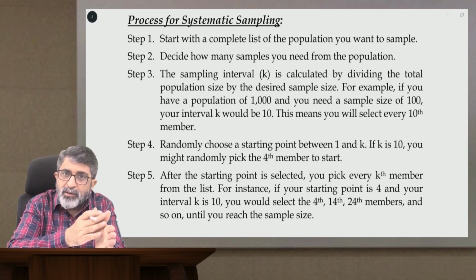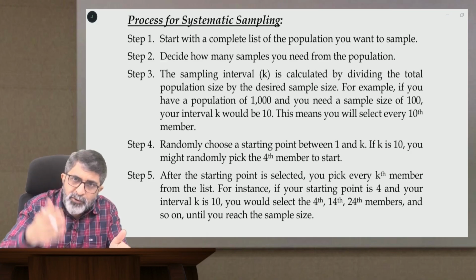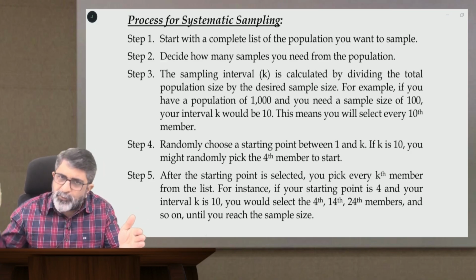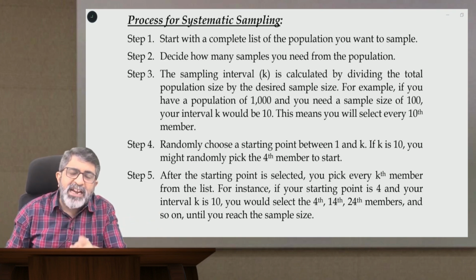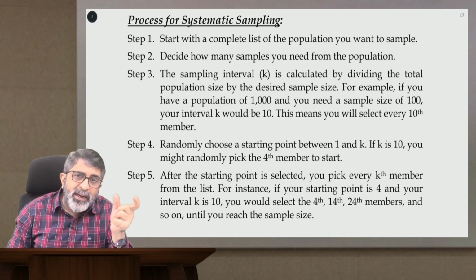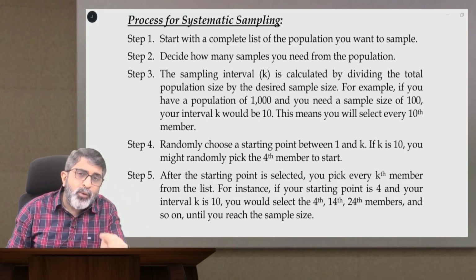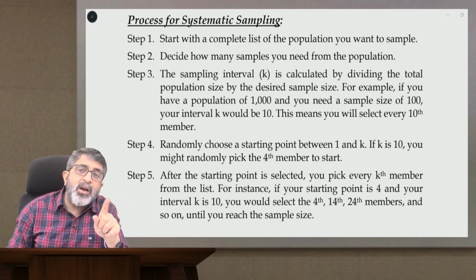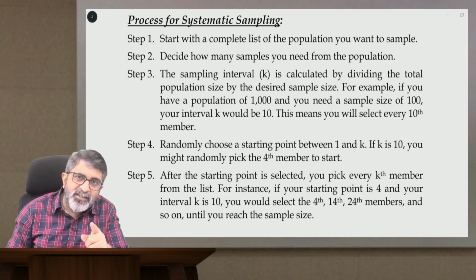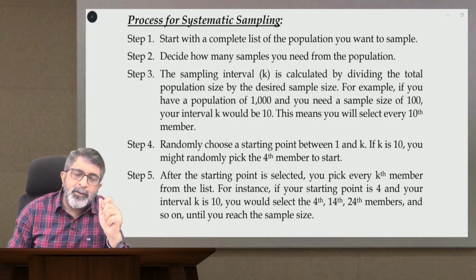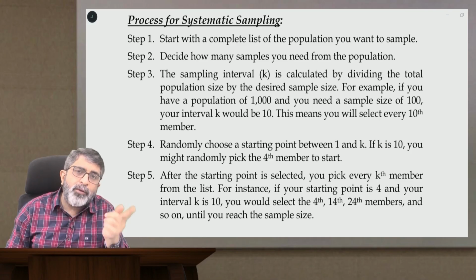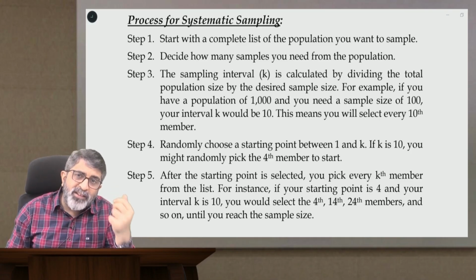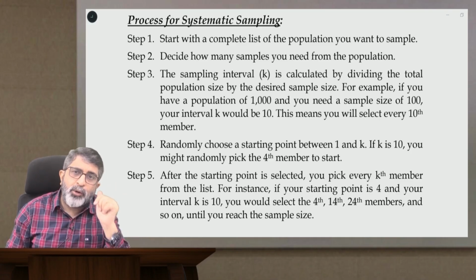That means, when I give you that example, 5th member, then 15th member, then 25th member, then 35th member and so on, the gap is 10, 10, 10. That interval is constant. That interval depends on the population size as well as the sample size. Suppose I want to draw not a sample of 100 out of 1000, but a sample of 200 out of 1000.